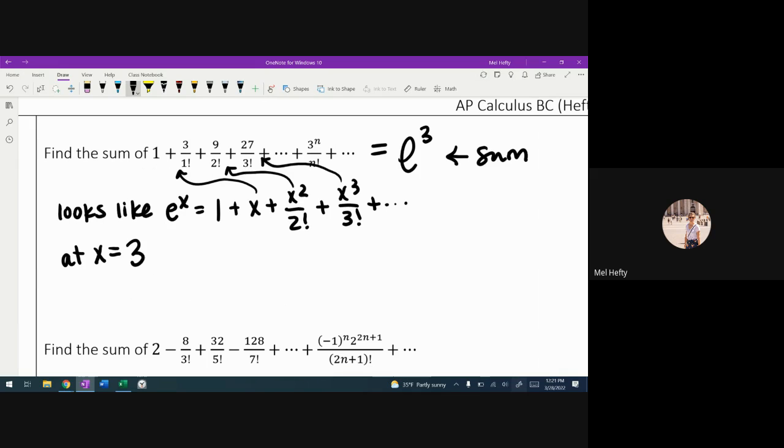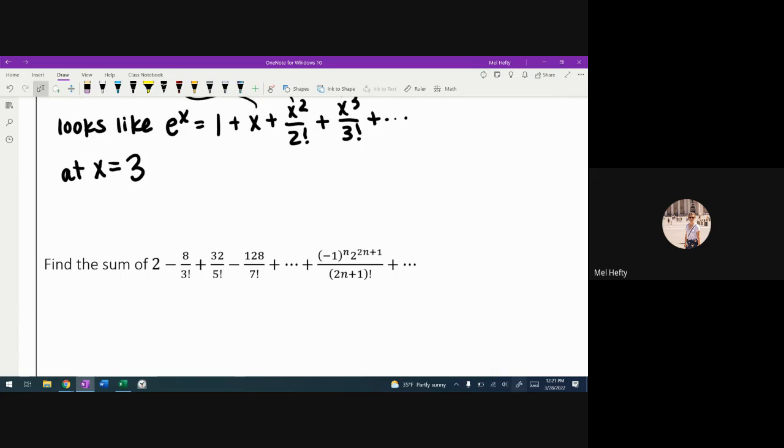So I now have a cool new way to find sums if I can recognize which Taylor series it is. Instead of plugging in infinitely many 3's, let's just plug it into the other side that I know it's equivalent to. All right. What does the next one look like?